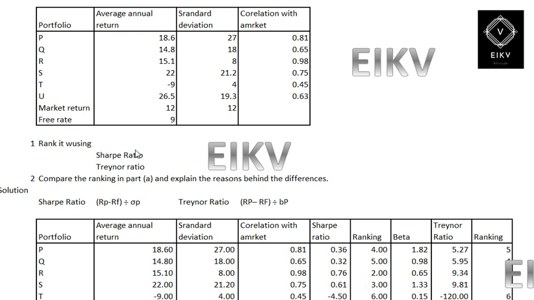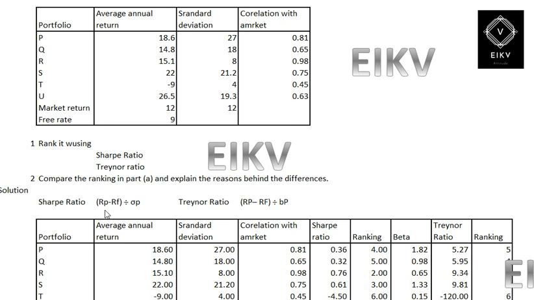Then number 1, rank them using Sharpe ratio and Treynor ratio. So we need to rank these portfolios using Sharpe ratio and Treynor ratio. Compare the ranking part and explain the reason behind the difference. So first of all we need to compute the Sharpe and Treynor ratio of these portfolios. Then we need to compare the ranking and explain the difference. So going ahead with the solution.